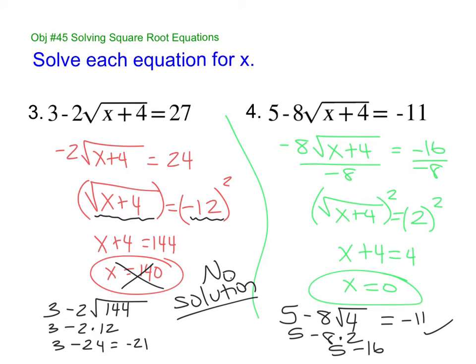So whenever you isolate, you want to check, is my answer negative? Because at this point, you can just say there's going to be no solution when you get to this step right here.